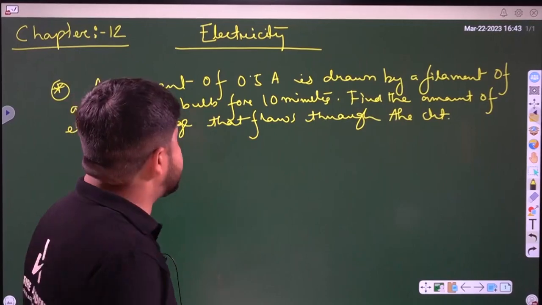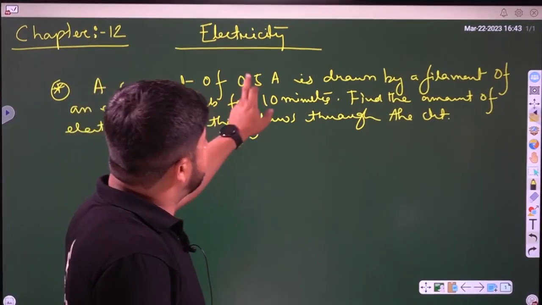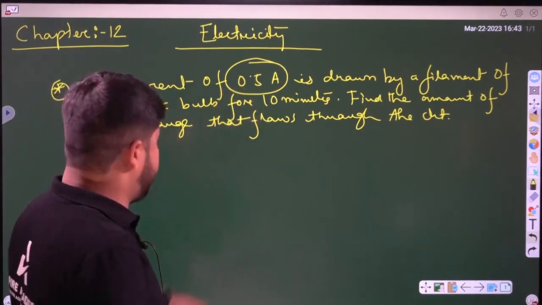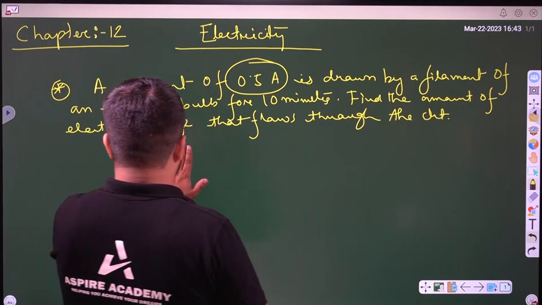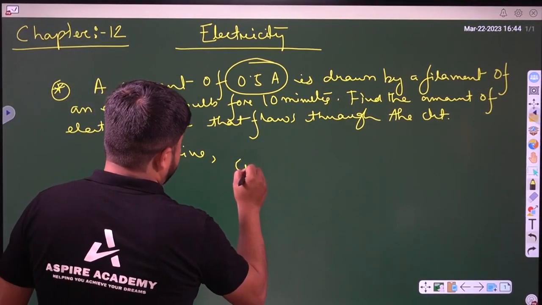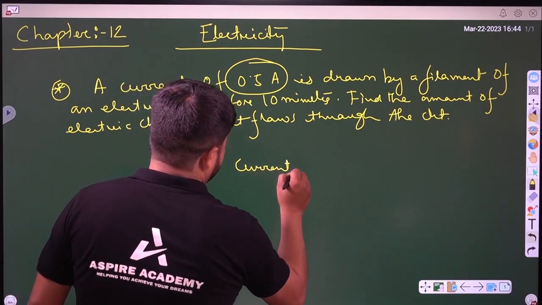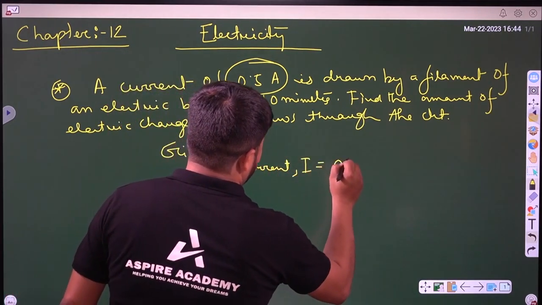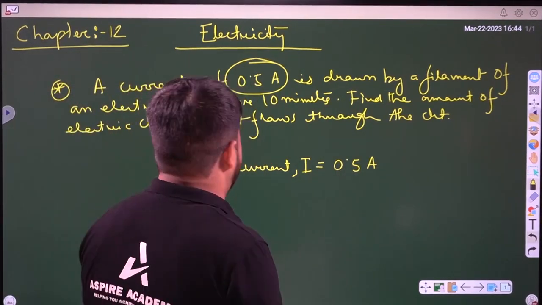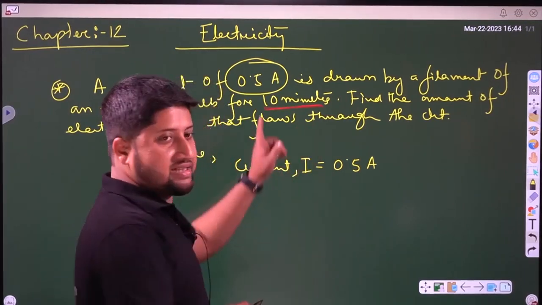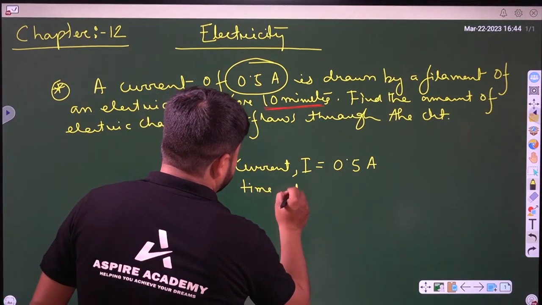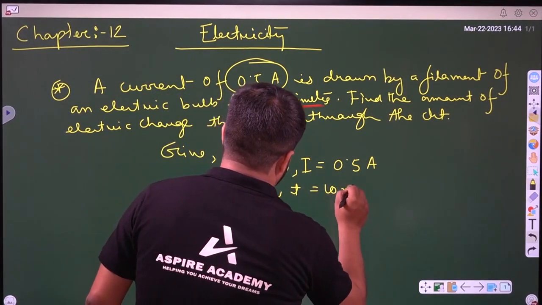So how can we proceed with this numerical? First of all, a current of 0.5 ampere. This is the electric current. So, given: current I is equal to 0.5 ampere, drawn by a filament of an electric bulb for 10 minutes. So 10 minutes is the time, which we can write as small t.